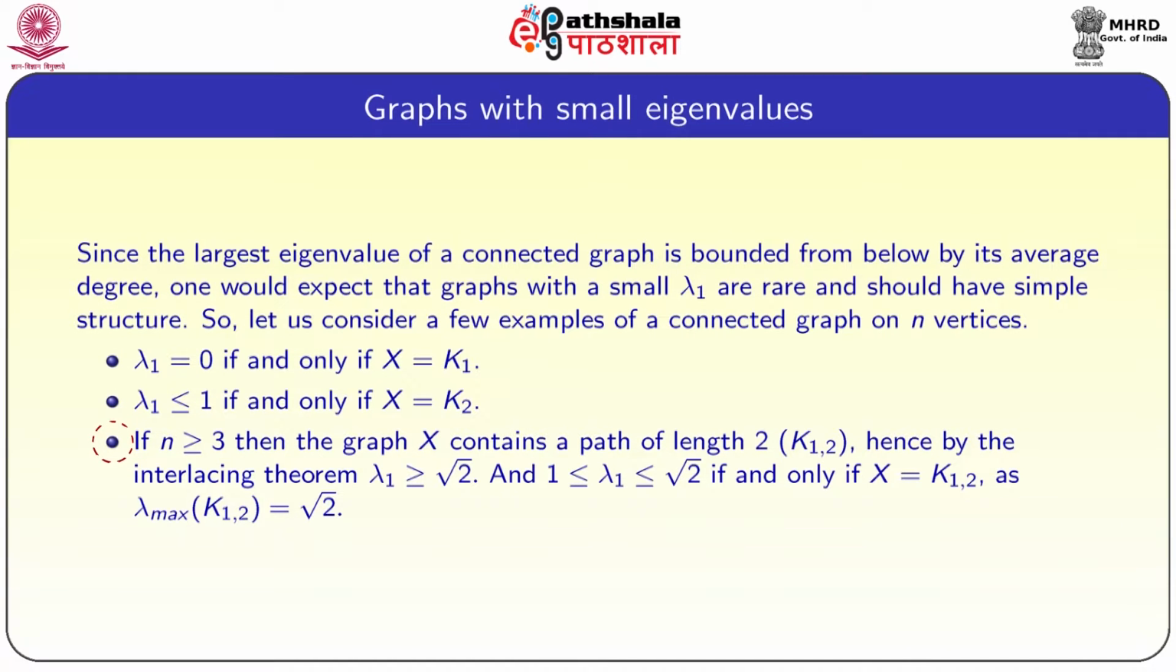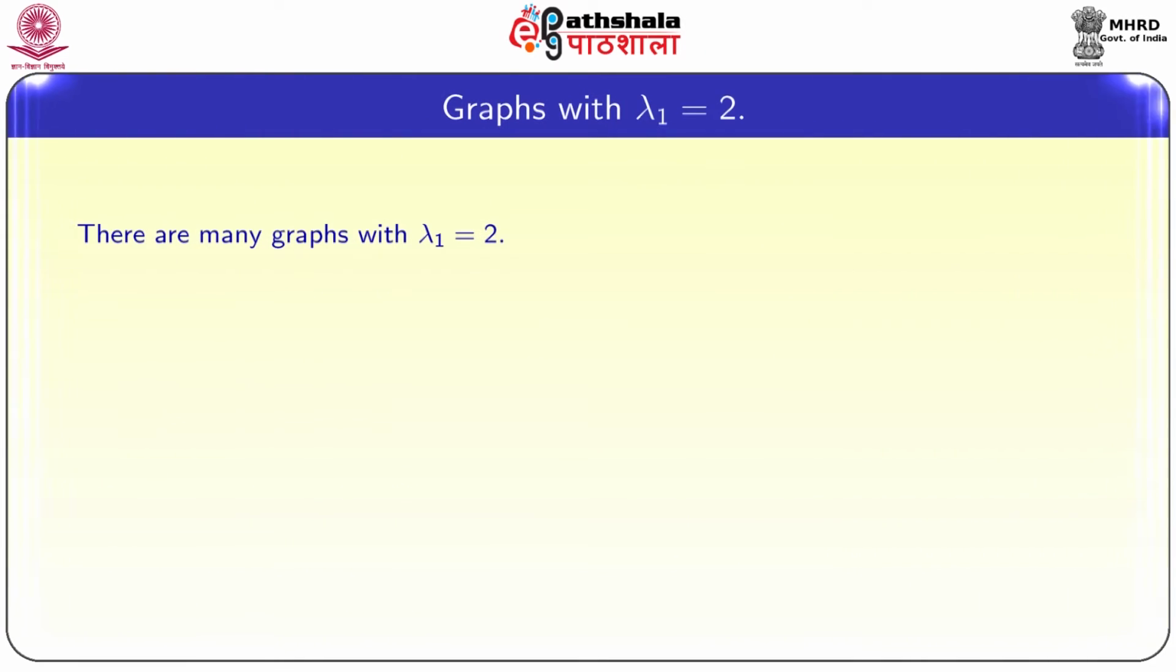If n is greater than or equal to 3, then the graph X contains a path of length 2 or K1,2. Hence, by the interlacing theorem, λ1 is greater than or equal to root 2, and 1 less than or equal to λ1 less than or equal to root 2 if and only if X equals K1,2, as λmax of K1,2 is equal to root 2. Now, we are going to see graphs with λ1 equal to 2. λ1 equal to 2 means all its eigenvalues are less than or equal to 2. There are many graphs with λ1 equal to 2.